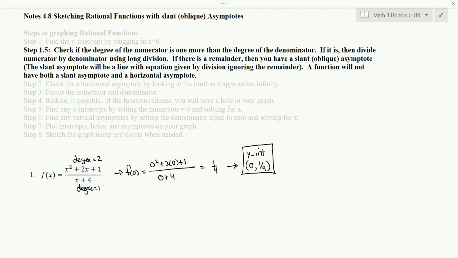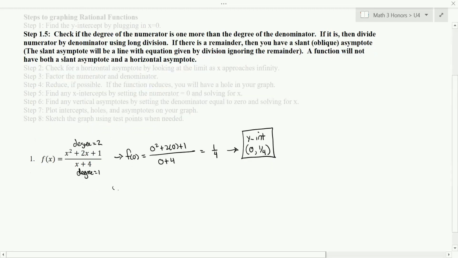If that happens, then we're going to have to divide the numerator by the denominator. Now, I said using long division because long division will always work. Sometimes synthetic division would work, and if you know when that applies, you're welcome to use that. But here, I'm just going to use long division to model it, okay? So we're going to divide.